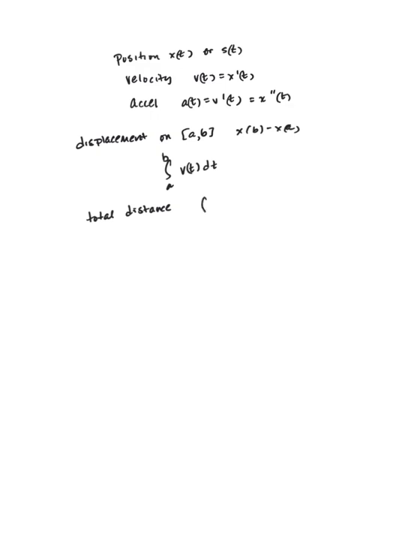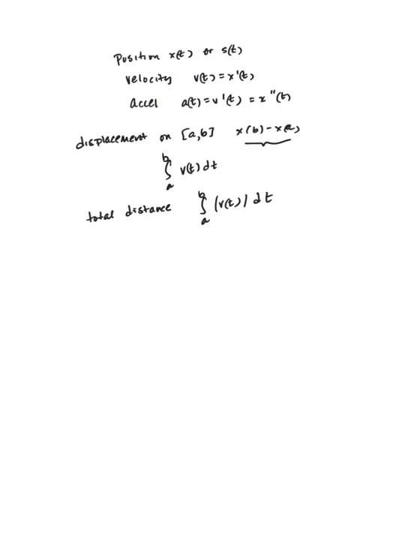Now, total distance: you integrate from a to b the absolute value of v of t dt. We'll be learning a lot about this total distance, so sometimes you may have to change your bounds of integration where the velocity is negative. When the velocity is negative, you may have to switch x of b minus x of a to x of a minus x of b, because for distance, you're adding positive amounts. So just keep that in mind.